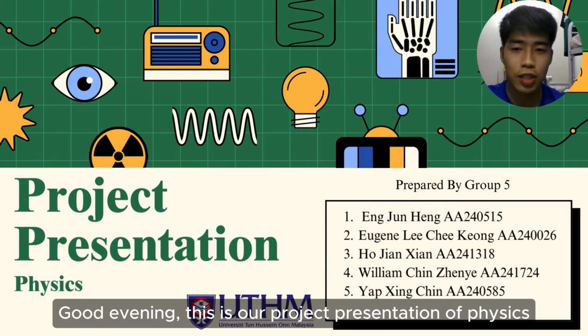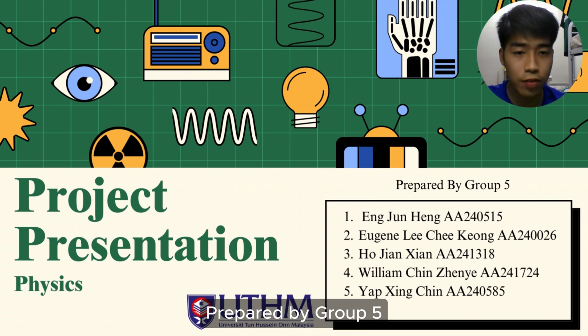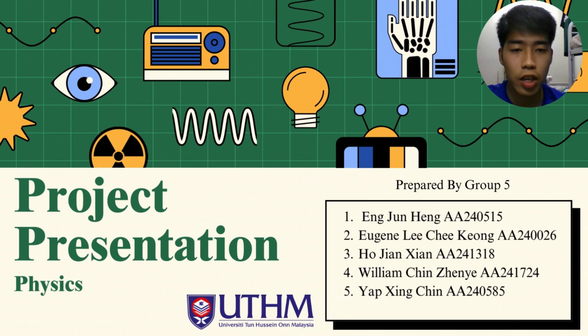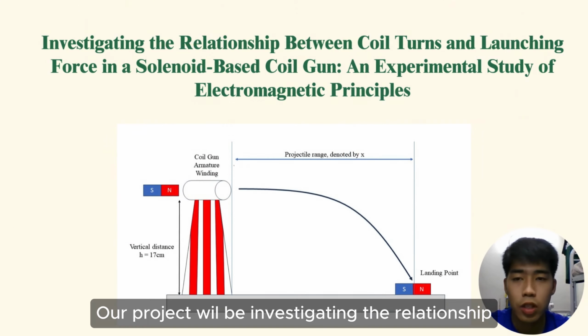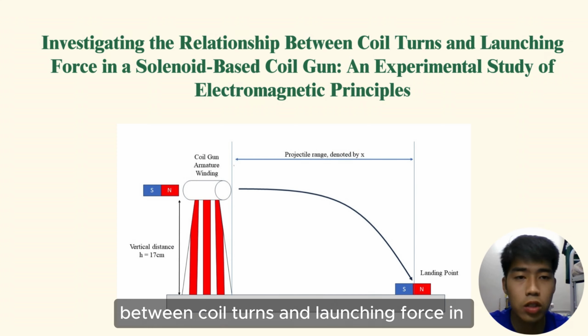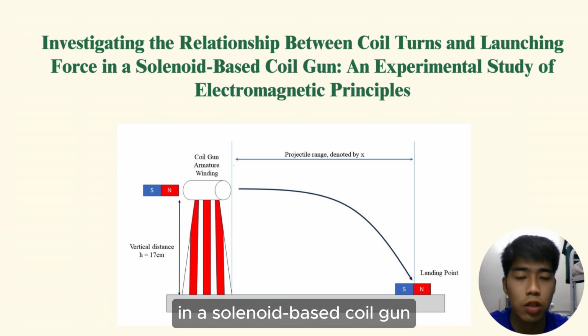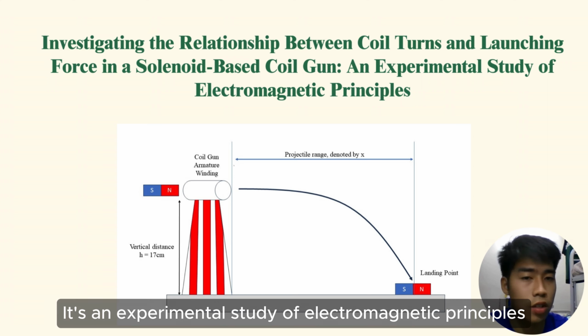Good evening. This is our physics project presentation prepared by Group 5, which consists of En Jun Heng, Eugene Lee Chi-kyung, Ho Jian-xian, William Qing Zhen-ye, and me, Yap Xing-chin. Our project investigates the relationship between coil turns and launching force in a solenoid-based coin gun. It's an experimental study of electromagnetic principles.